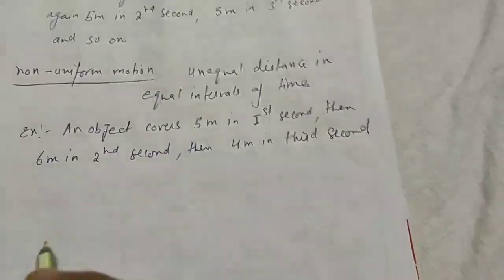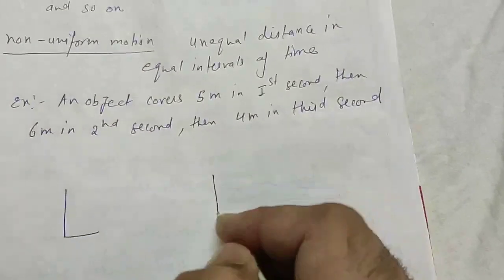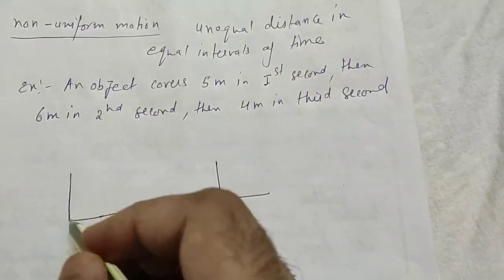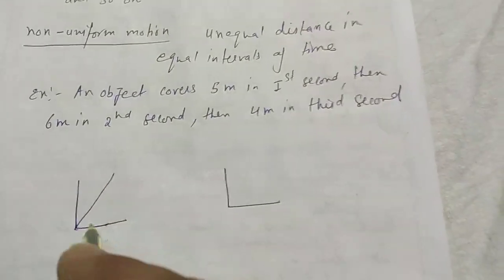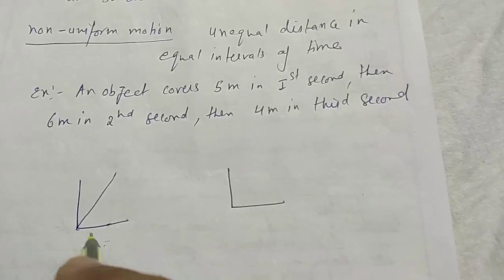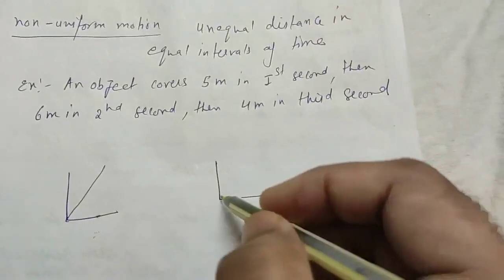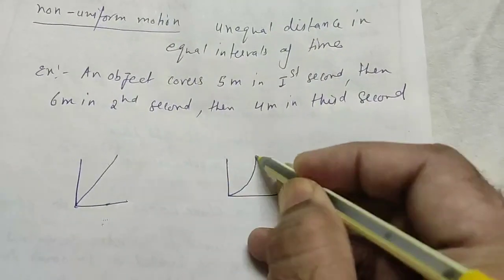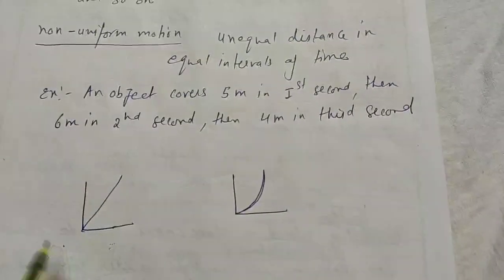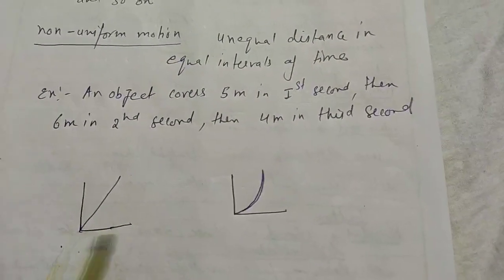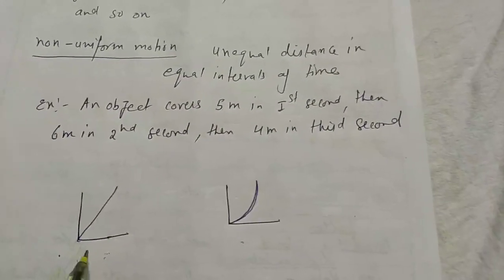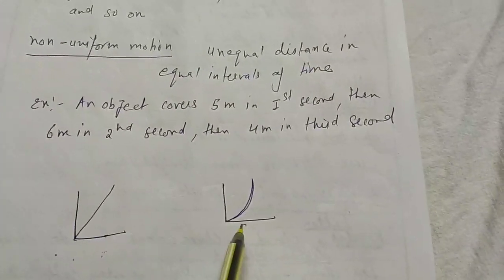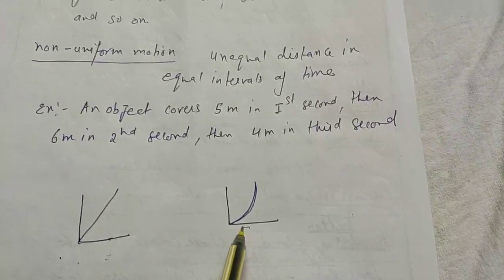Clear? So whenever you draw the graph for a uniform motion, you will always get a straight line like this. We'll study this in detail when we do the graphs, but this is just for your help. And when we draw the non-uniform motion, the graph is always a curved line. You have studied this in class 8th also, in the graph chapter, the linear graph and the non-linear graph. This is the linear one, that means uniform. This is the non-uniform one. Clear? Now we'll move on to the next topic.